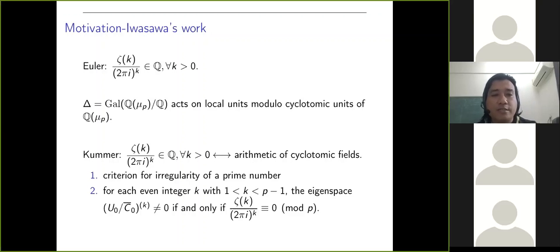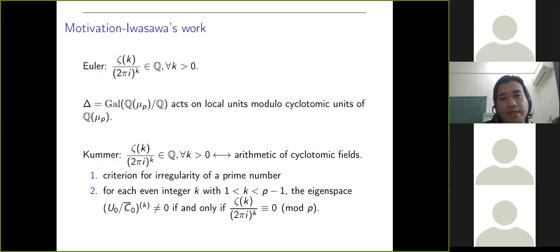Okay, so on this there is going to be an action of this Galois group delta. Then we can relate whether the eigenspace on which delta acts by the power of this k is trivial or not to whether p divides the numerator of this zeta k divided by 2 pi i raised to the power of k.